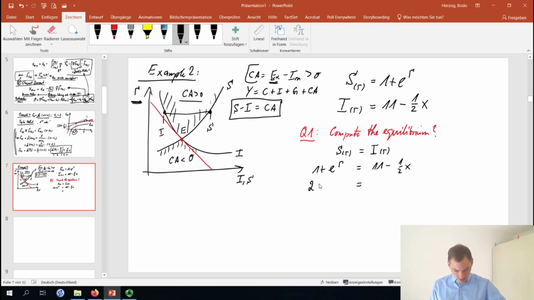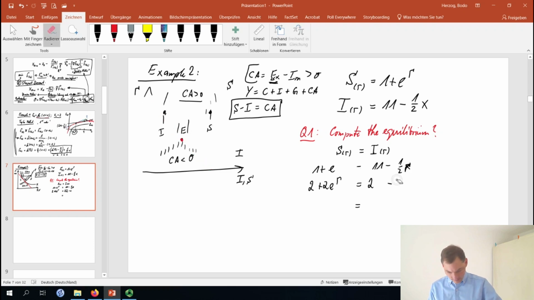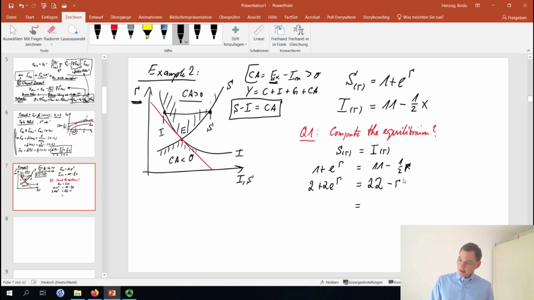let's multiply it by 2, then we have 2 e to the power of r, 2 minus r, and sorry, r, not x, that should be an r, here, r, okay, and now the next step we can simplify. For instance, we can bring the 2 on the other side, then this is 2, we bring the r here, then we would have 2 e to the power of r plus r. Okay, so now find r.